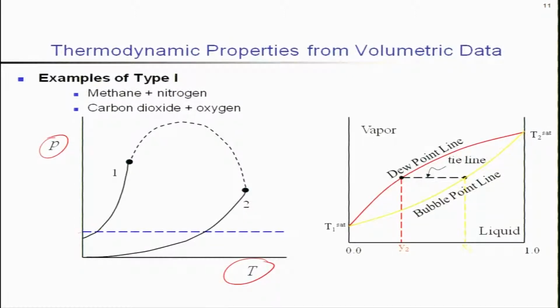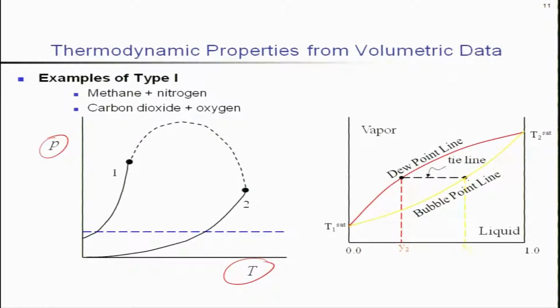Now, if we take a slice at constant pressure, we have a familiar T-x diagram. This is temperature, this is x. Here we have vapor up here and low temperature liquids down there. So, there is a dew point line and the bubble point line, okay. And at this point, if we draw a straight line, these 2 points represent the phases at equilibrium, having composition y and composition x, okay.